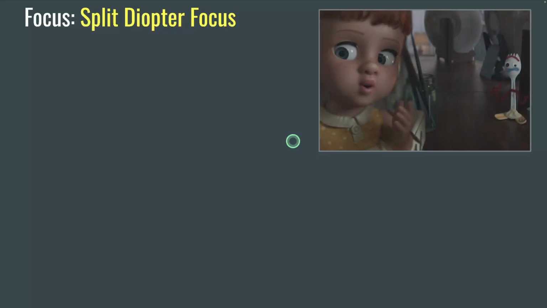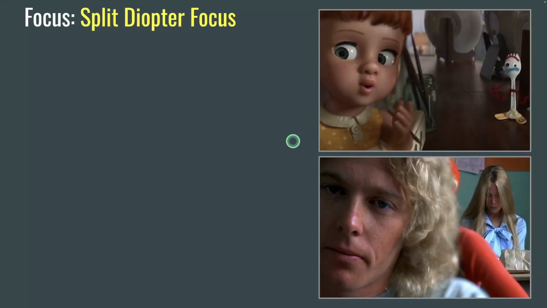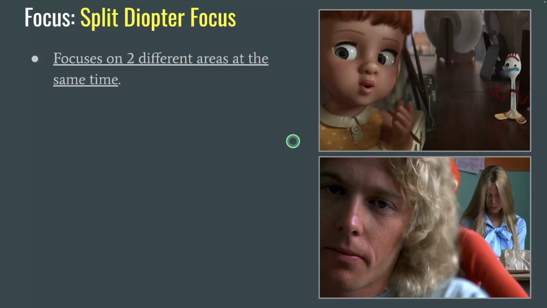Another one the video talked about is the split diopter focus. This one's a little freaky, where you focus on two different things in two different layers of the scene at the same time. It's different from deep focus, where everything's in focus. This is where you have a character who's in the foreground and another way in the background, like this one, this guy's sitting up close, and this girl's sitting way in the back row. It's not a deep focus because we're not seeing everything. We're just seeing people at two different layers.